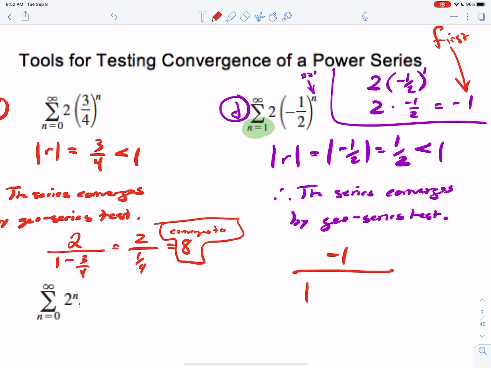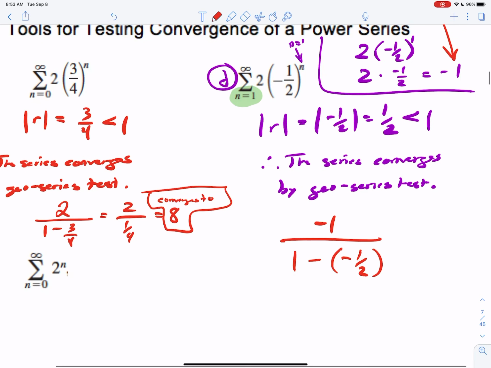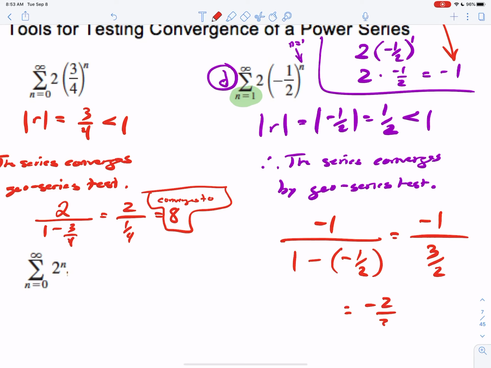All over 1 minus, now r is negative 1/2. We don't plug in the absolute value of r, okay? We plug in r. So here, we get negative 1 over 1 plus 1/2, which is just 3 over 2. And if I multiply by the reciprocal there, I'll get negative 2/3, which is where it will converge.